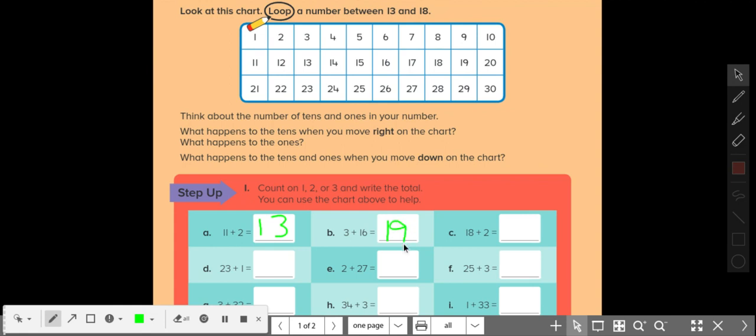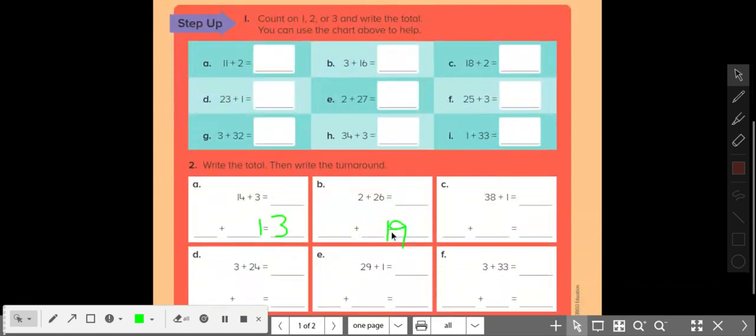I'm going to jump down to letter I because that one could be a little bit challenging for you. It says 1 plus 33. Well, I look on my number chart and I don't have a 33. So I'm going to have to think in my head, 33, if I count on one more time, what would that number be? So I want you to try to figure that out in your head. Same thing with letter H, 34 plus 3. Well, if I'm at 34 and I count 3 more jumps in my head, I could use my fingers and count 33, 34, 35, 36, and then write my number. You are going to continue the rest of these problems on your own whenever you get your worksheet.